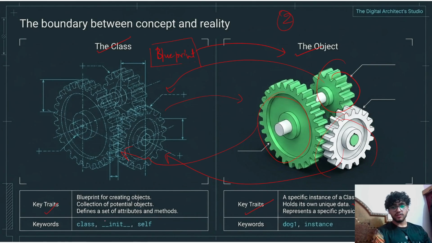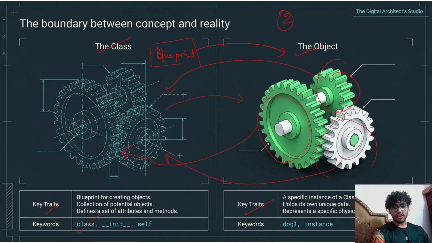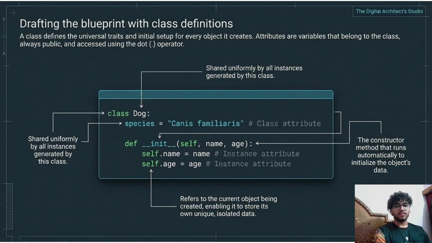All right. Keywords to remember for defining classes: class, init, and self. We will be studying these in coming classes. For objects, there are no keywords; the names you give to the objects depend on you, just like variable names.